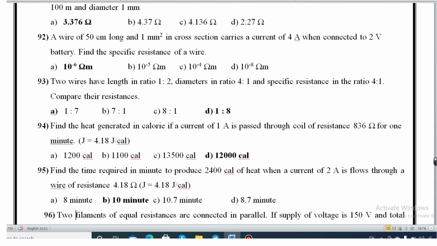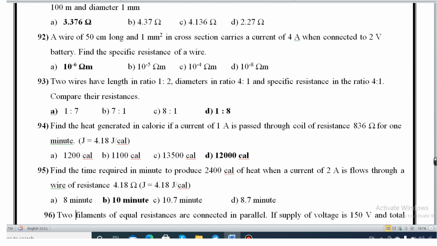Then question number 92. A wire of 50 centimeter long and 1 mm square in cross section carries a current of 4 ampere when connected to a 2-volt battery. Find the specific resistance of the wire. It is 10 raised to minus 6 ohm meter. Two wires have length in the ratio 1:2, diameter ratio 4:1 and specific resistance ratio 4:1. Compare their resistance. The comparison is 1:8.